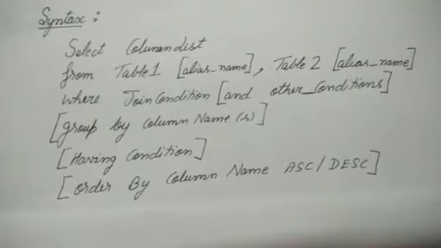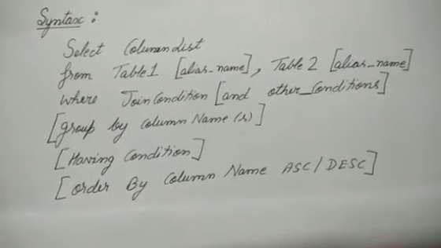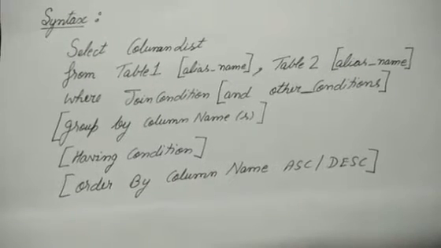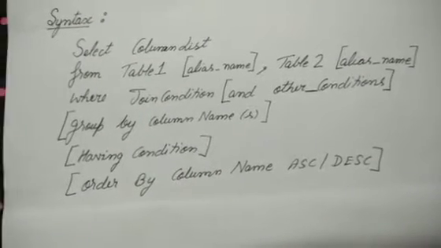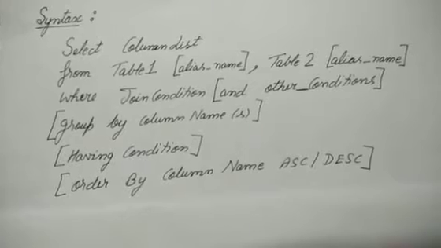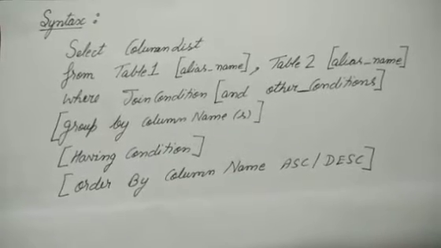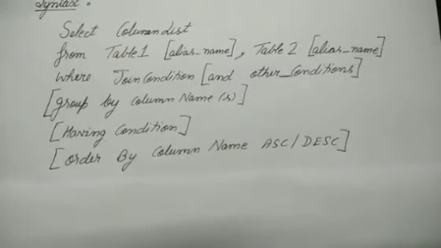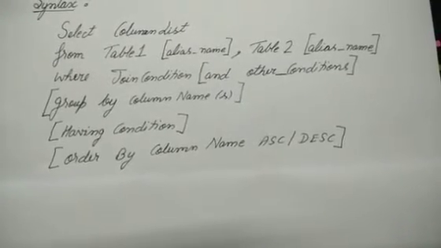So this is the syntax of writing joins in MySQL. Select column name from table 1 alias name, comma, table 2 alias name, where join condition and other conditions, then group by, having, order by. Now, what are the important points while writing a join?